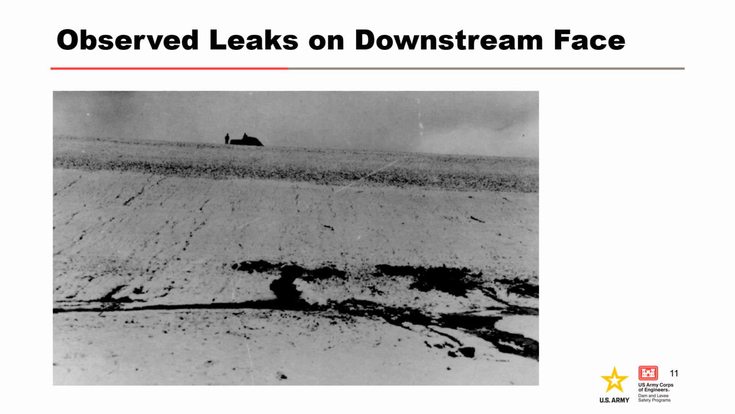This is a photograph from 1949 of one of 30 or more initial leaks that appeared on the downstream face of the dam at the closure section. The leakage appears to be carrying fine-grained material. The silhouettes of 2 people standing on the crest of the dam next to a car can be seen in the background.